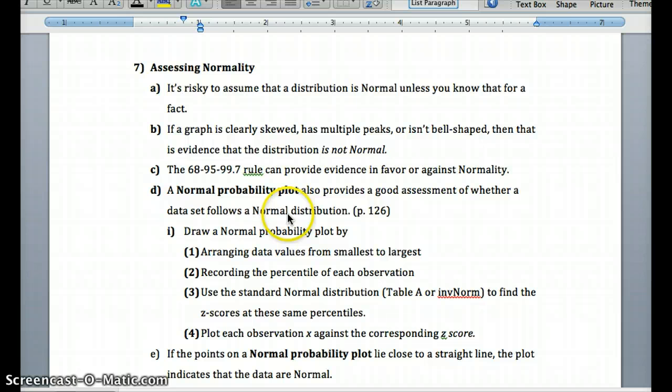Normal probability plots are described here. They're not going to be a big focus for us because they're not included on the AP test. But we can do a normal probability plot to see if we get a straight line in order to tell if we have a good normal distribution. Inverse norm will be very useful for us. So be very familiar with calculator functions and really take the time to learn them. They'll make everything on quizzes and tests and in your project much easier.